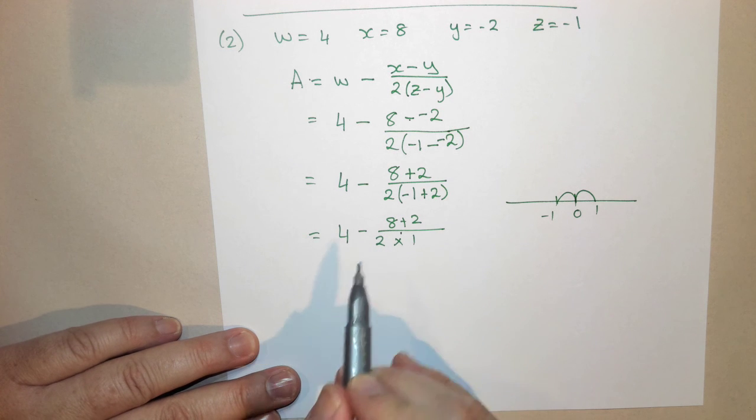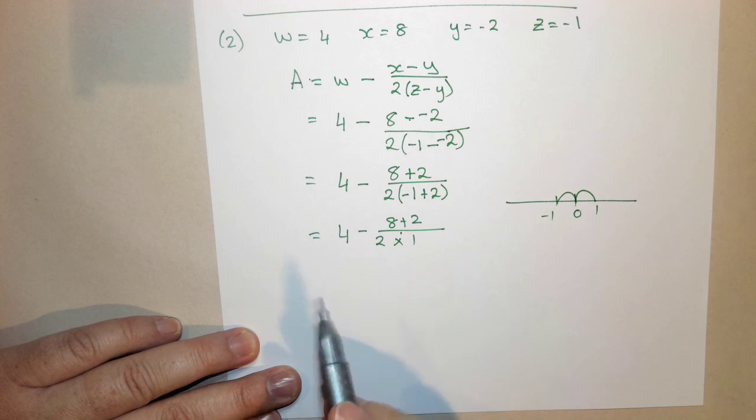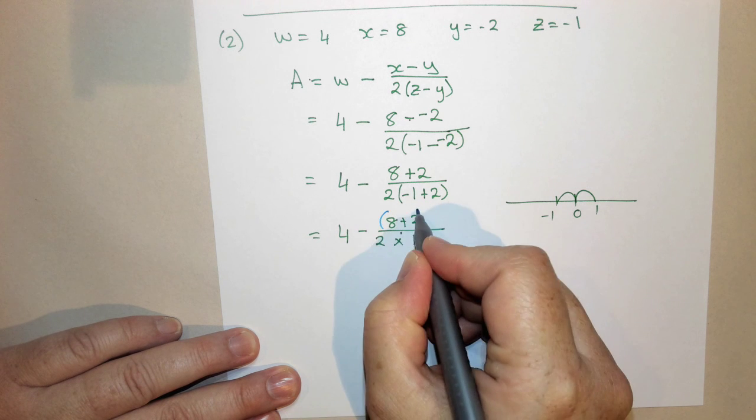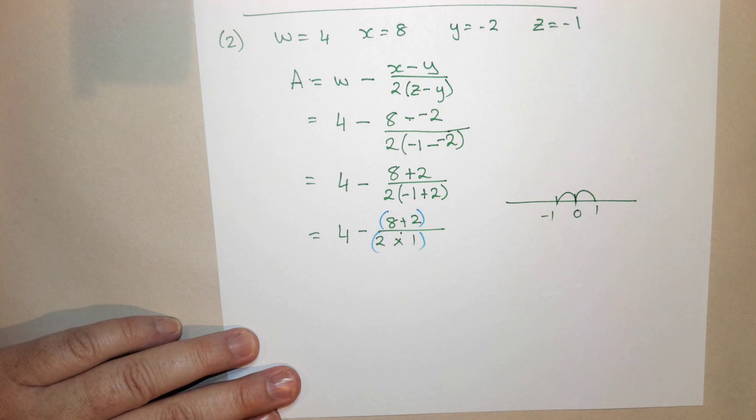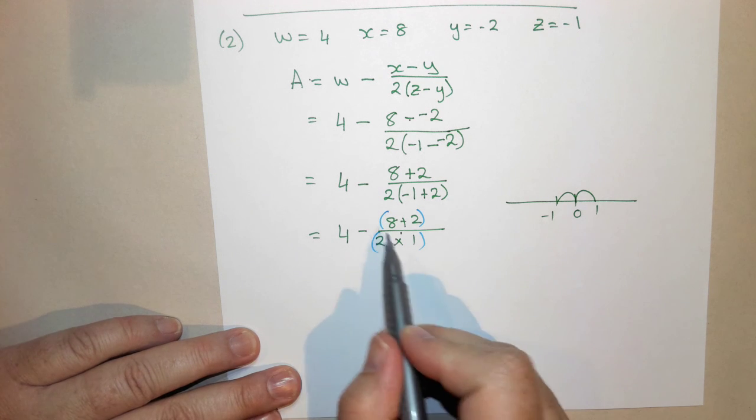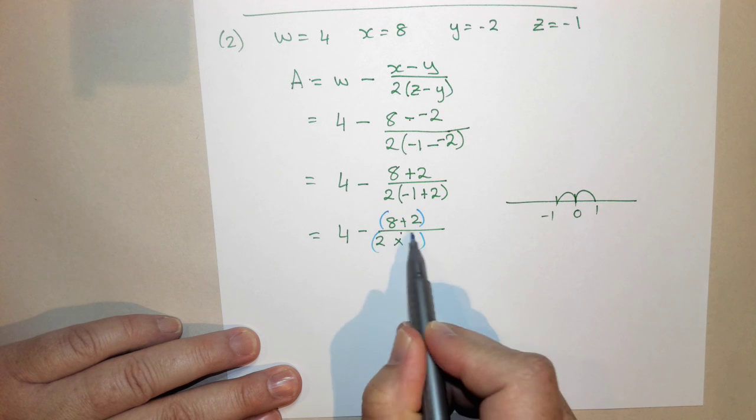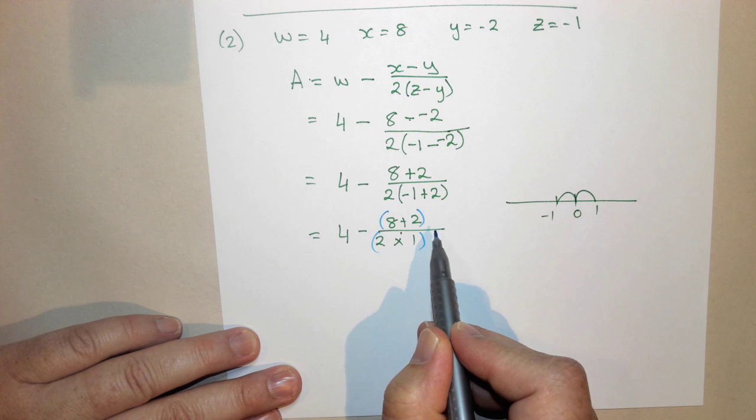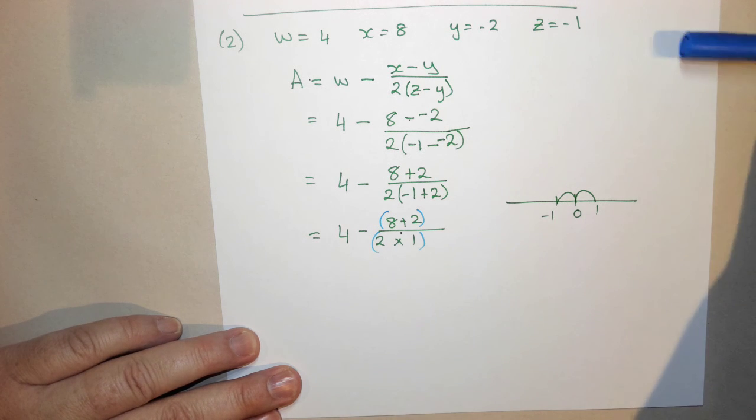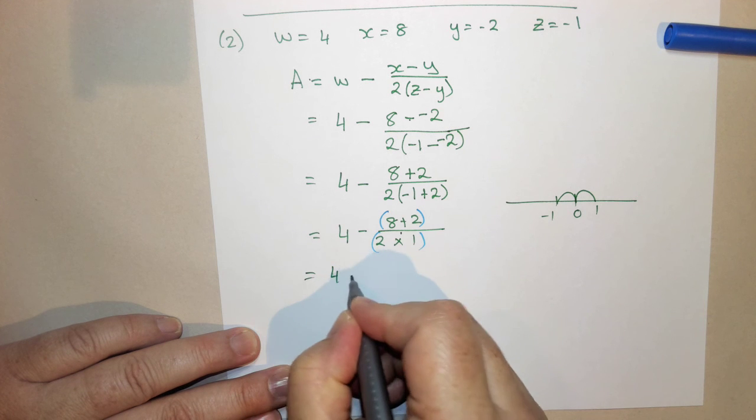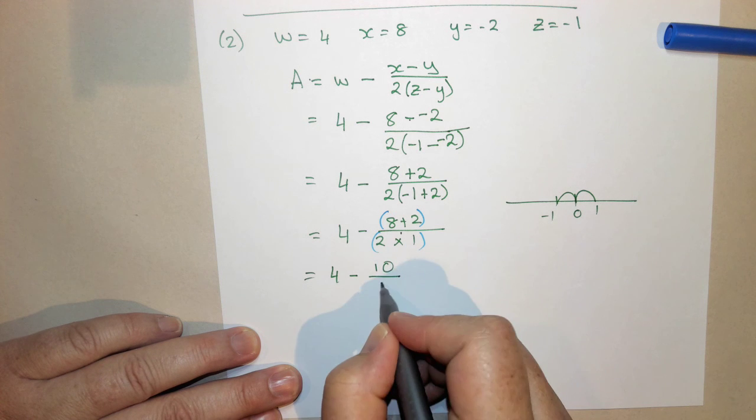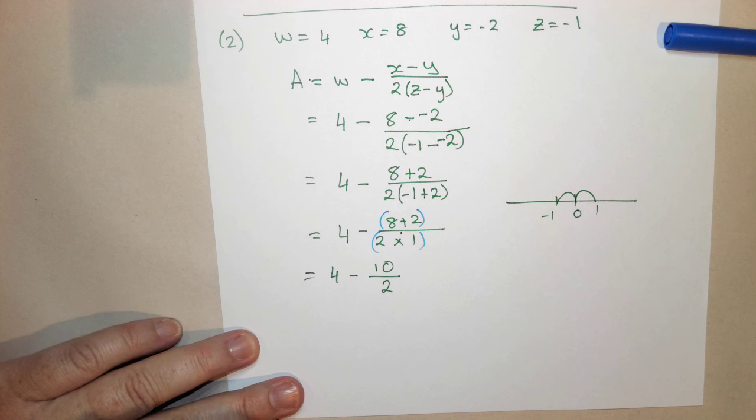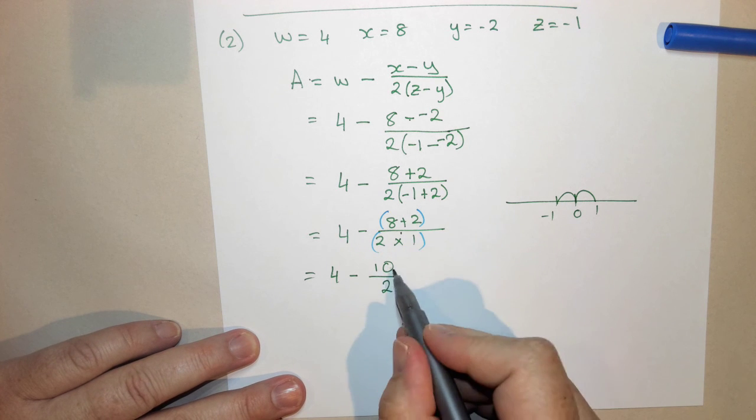Yes, I do. But there's this thing called invisible brackets that we've got to be careful about, because what we've got is this whole 8 plus 2 is divided by this whole 2 times 1. So we get lazy as mathematicians and don't draw those brackets on there, but we need to be aware that they exist. So I actually need to work out this top line and this bottom line first before I do that division, because remember, BEDMAS, you've got to do the brackets first.